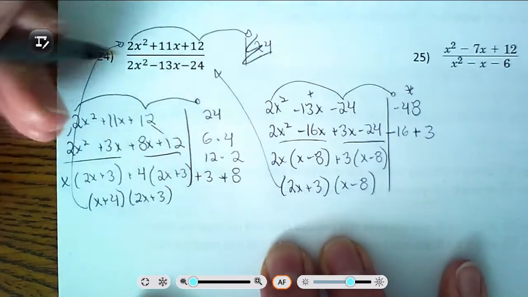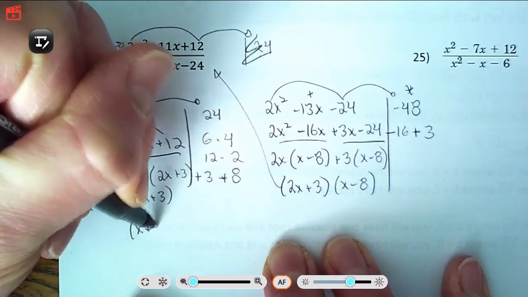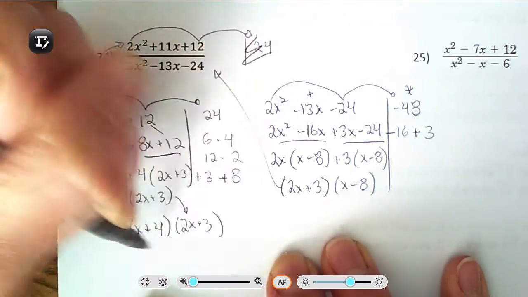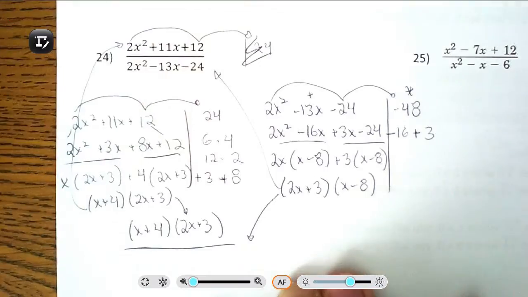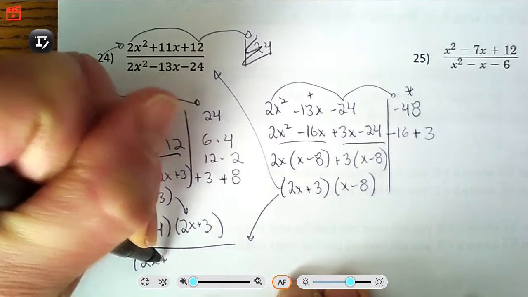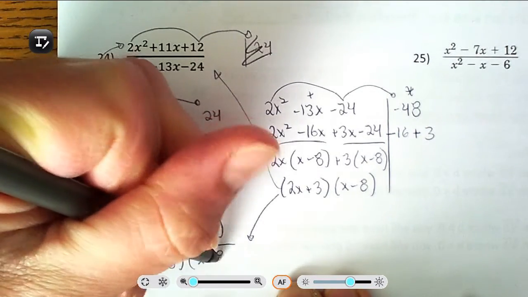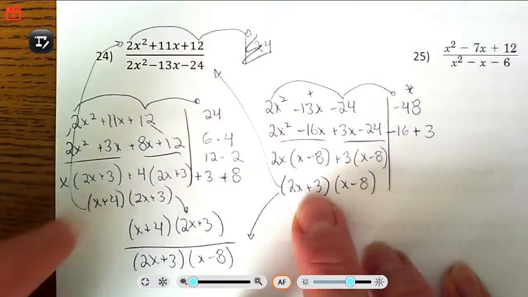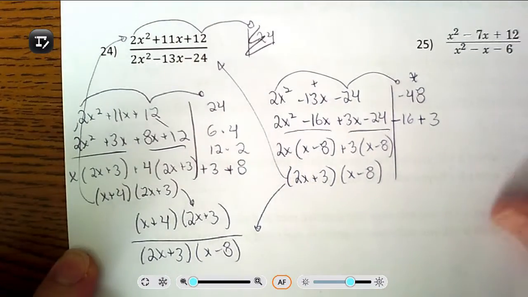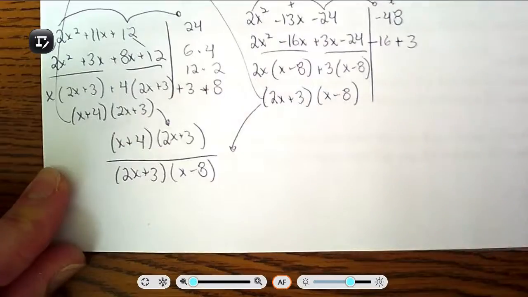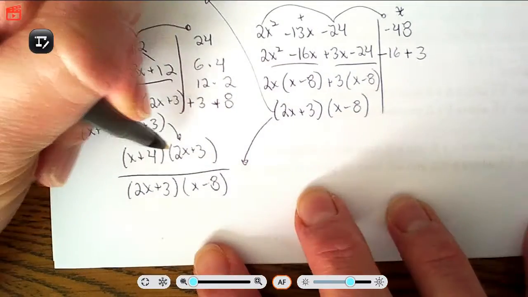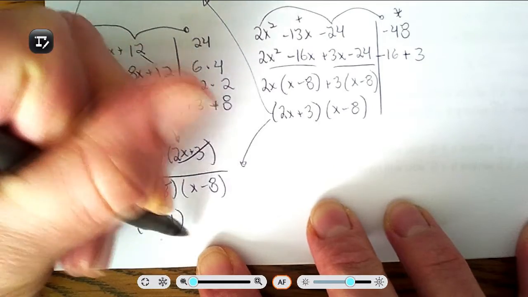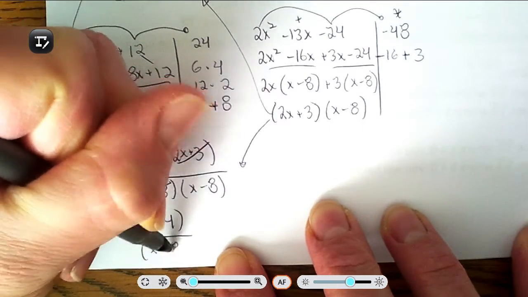So now let's put this in the numerator. Okay, and let's put this in the denominator. Okay, just to put the factored forms back where they're going to go. All right, came from the numerator, so let's put it in the numerator. Came from the denominator, let's put it in the denominator. And then let's try to look for anything in common. So we get x plus 4 over x minus 8.